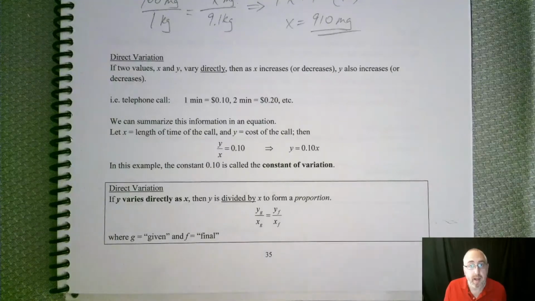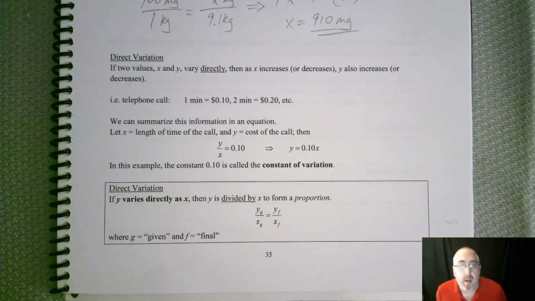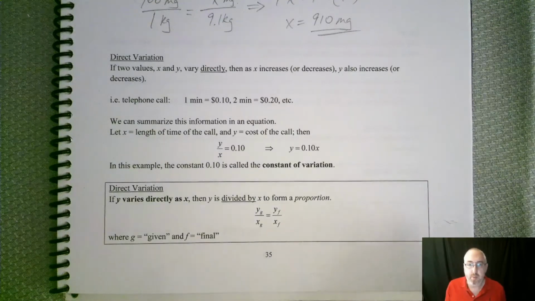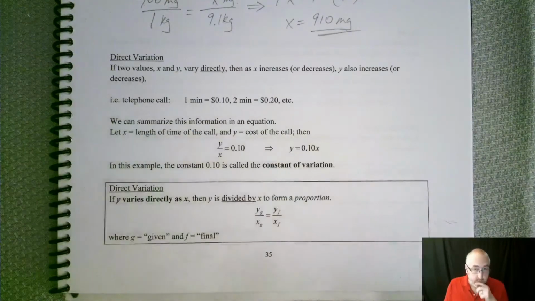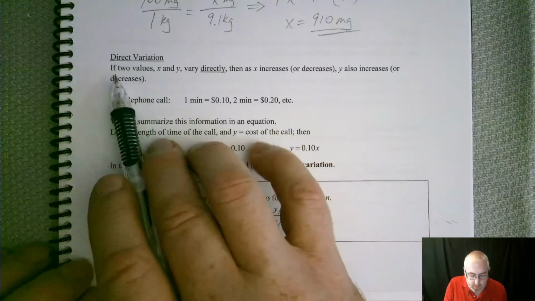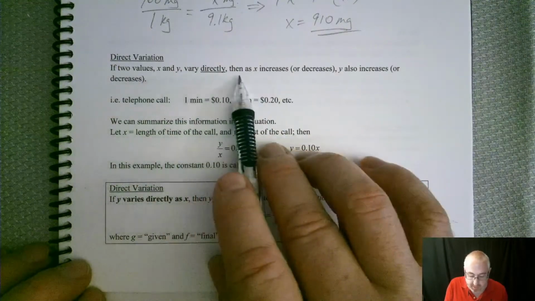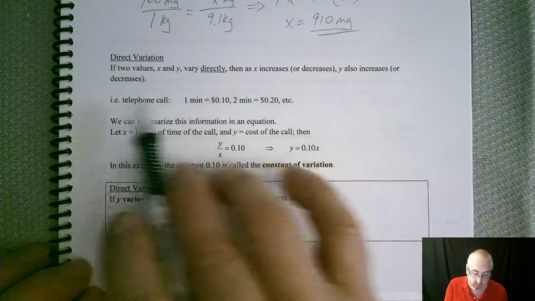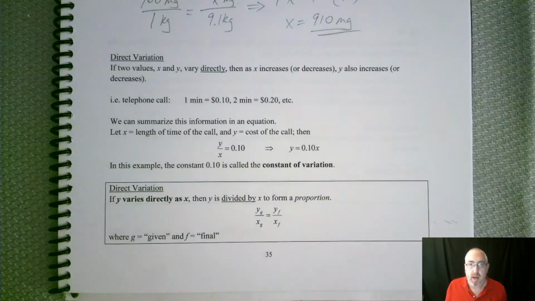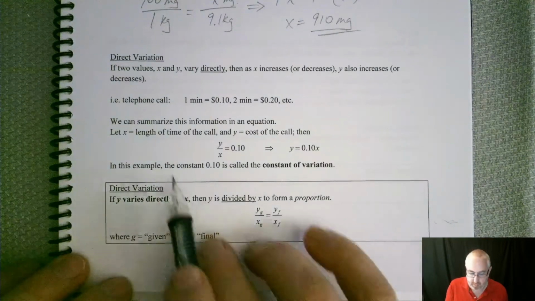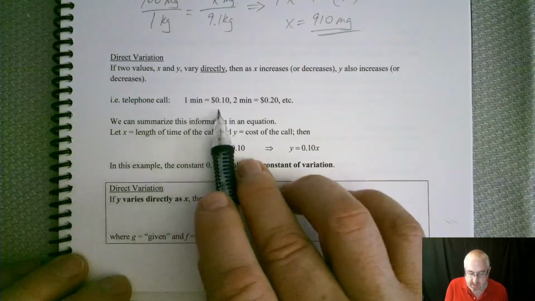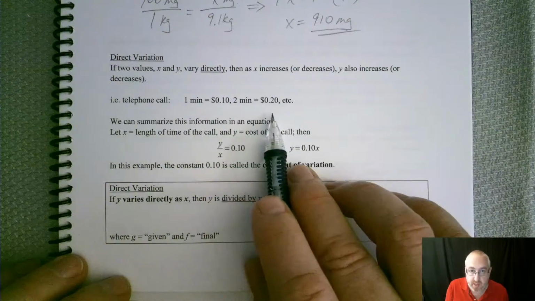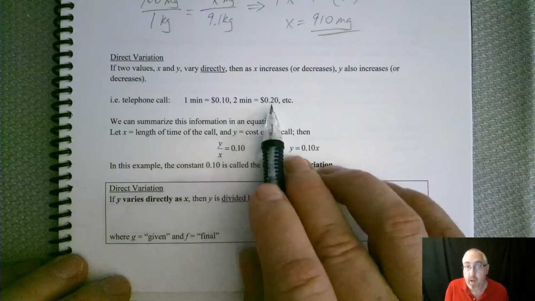Welcome back. And now we're going to jump into the last part of section 7.3, which gets into variation. And there's two types of variation we're going to look at. So the first type is called direct, which states if two values x and y vary directly, then as x increases or decreases, y also increases or decreases. So a common analogy for this would be a telephone call. If you have 1 minute and it's 10 cents a minute, and then 2 minutes would be 20 cents. So as the time goes up, the cost goes up.